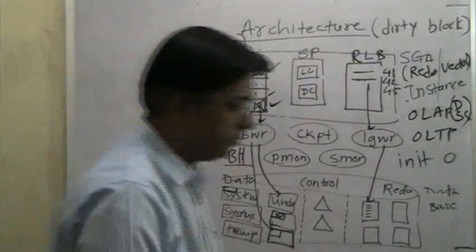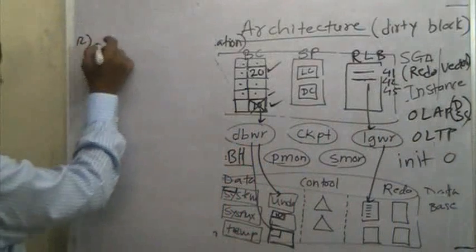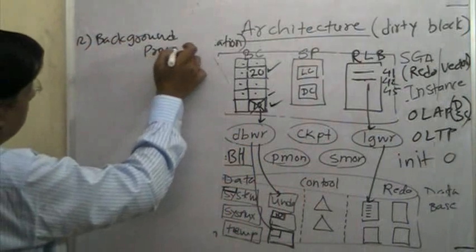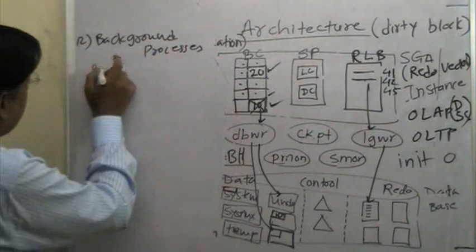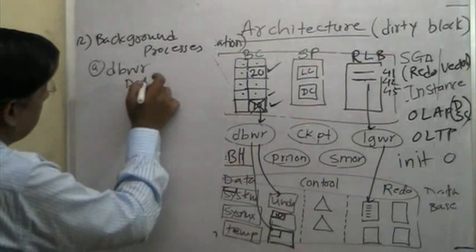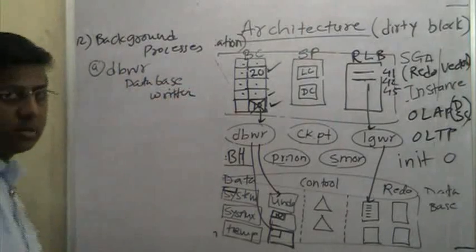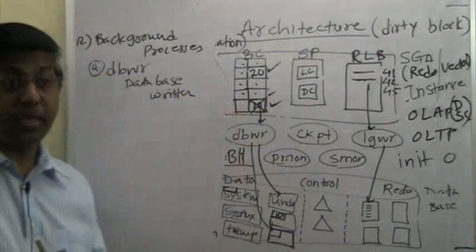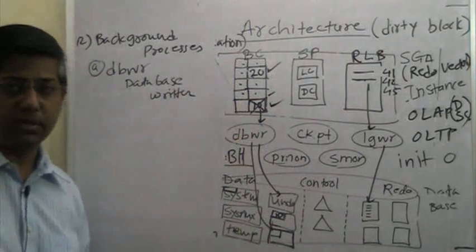Then there is another term here, number 12 now, background processes. All these processes are called background processes. So I'm going to name them: DBWR, database writer. This is called database writer. The job of the database writer process is to write dirty blocks or dirty buffers from the buffer cache to the data files, respective data files. Why respective? Because undo buffers will go to undo, data buffers will go to the respective data files.